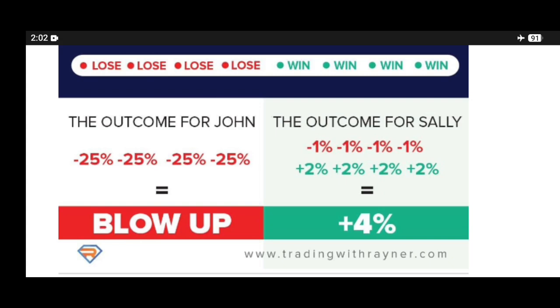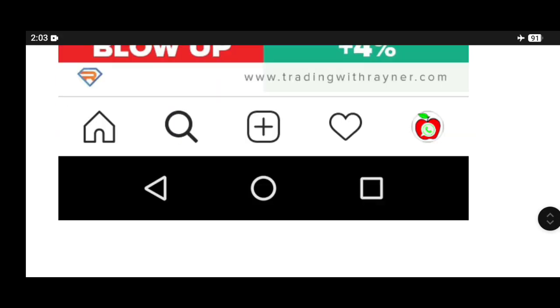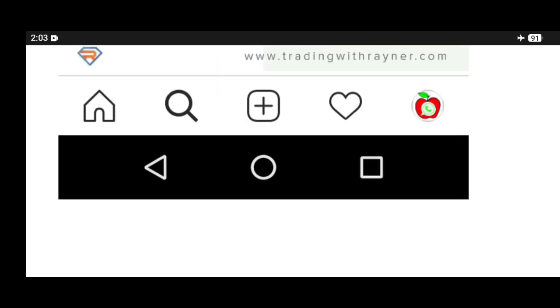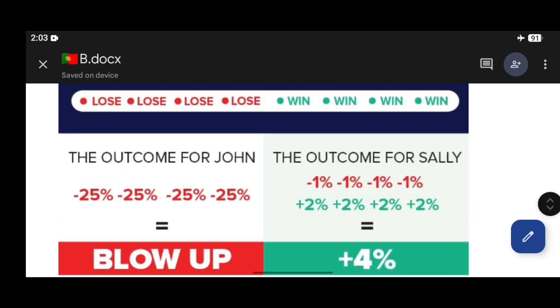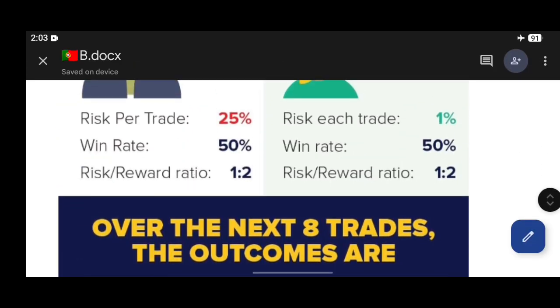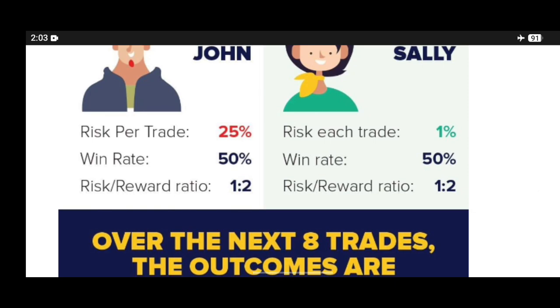But the outcome for Sally is minus 1%, minus 1%, minus 1%, minus 1%, plus 2%, plus 2%, plus 2%, plus 2%. At the end of the day, Sally is up 4% because of what? Proper risk management. So this diagram is basically telling you to apply proper risk management in trading. I'm telling you the truth. Apply proper risk management in trading.